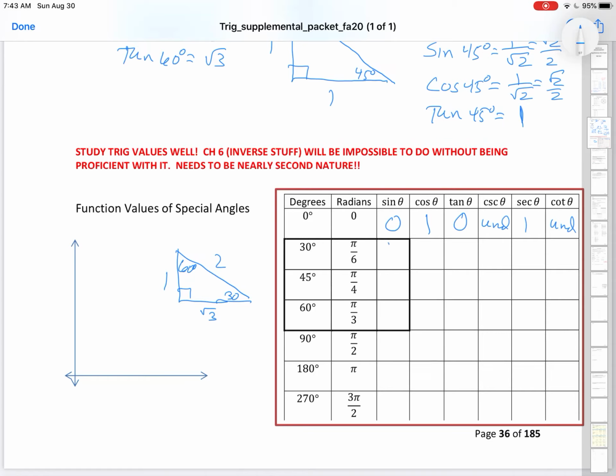So sine of theta is 1/2. Cosine of theta is root 3 over 2. Tangent is sine divided by cosine. That root 3 would end up on the bottom, so this is root 3 over 3. And then just flip. Flip 1/2, 2. Flip root 3 over 2, 2 root 3 over 3. Flip root 3 over 3, and you're going to get root 3. 45 degrees, or pi over 4, root 2 over 2, root 2 over 2, 1. Flip it for root 2, flip it for root 2, flip it for 1.